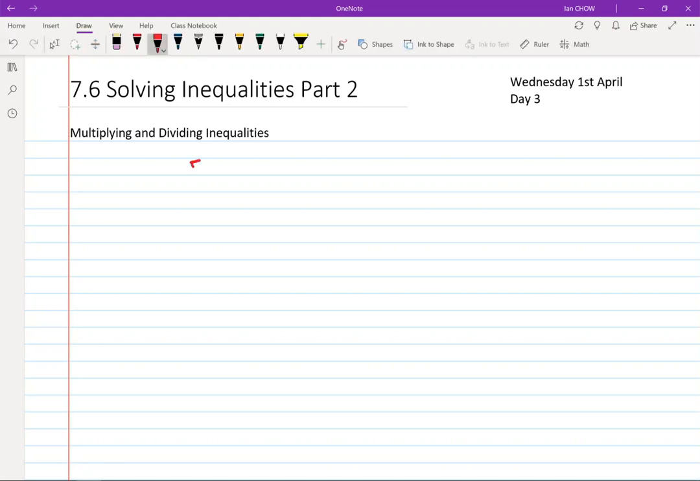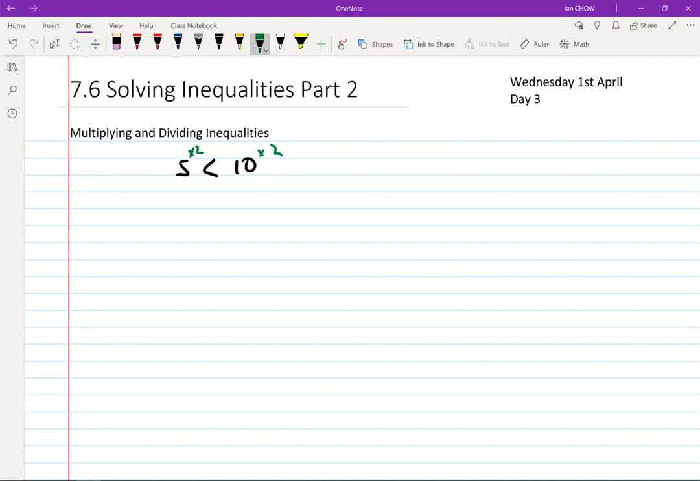Let's say that 5, let me use black. Let's say that 5 is less than 10, and this inequality is true. 5 is indeed less than 10. Now, today we're going to look at multiplying. So what will happen if I multiply these inequalities bigger? Let's say I multiply 2 to both sides.